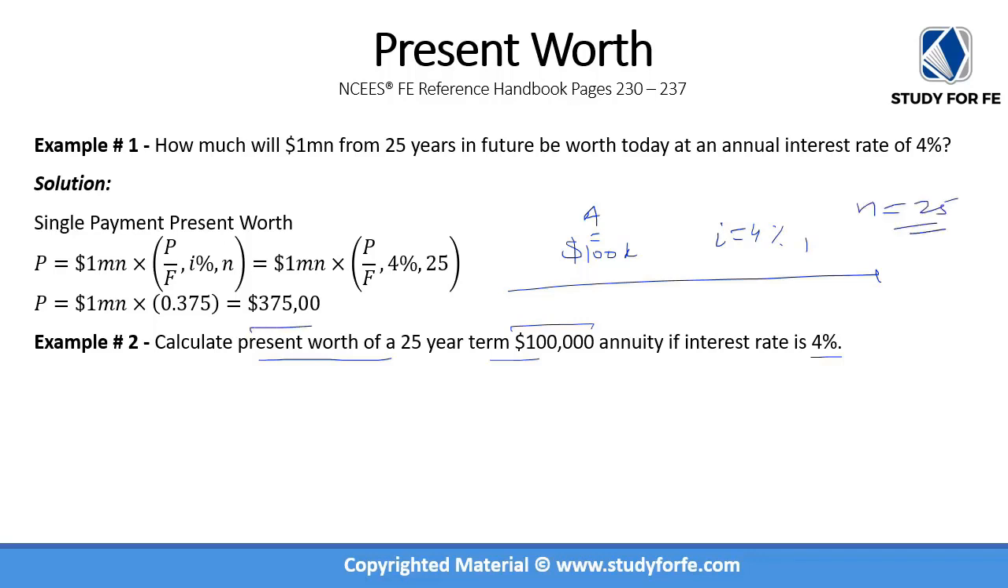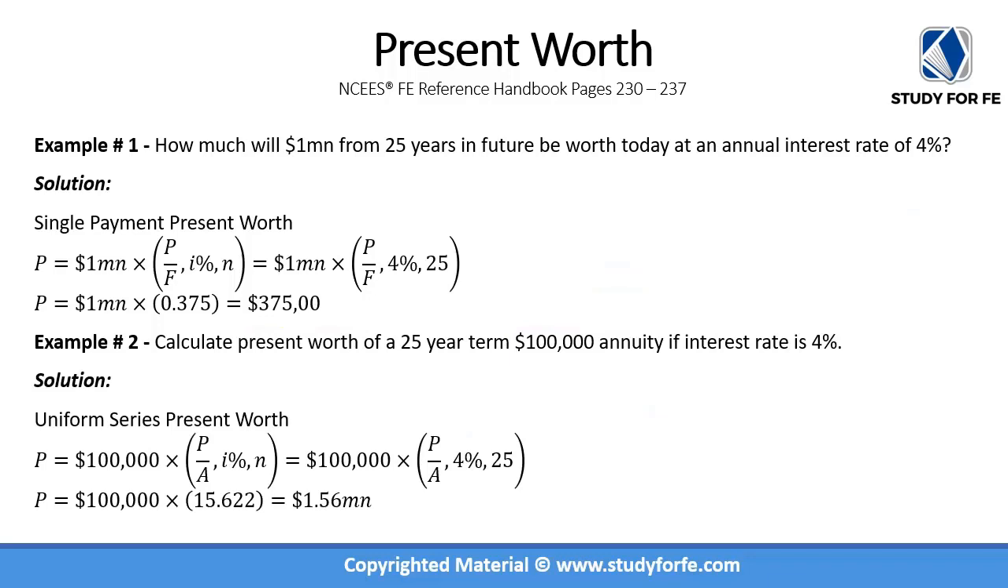Again, we need to calculate the present worth, so we need to find P given A, and our interest rate is 4%. We will take a look at the 4% table with N equal to 25. You'll find the column P given A in the interest rate table for 4%, and at entry number 25 on the row, you will be able to find the factor.